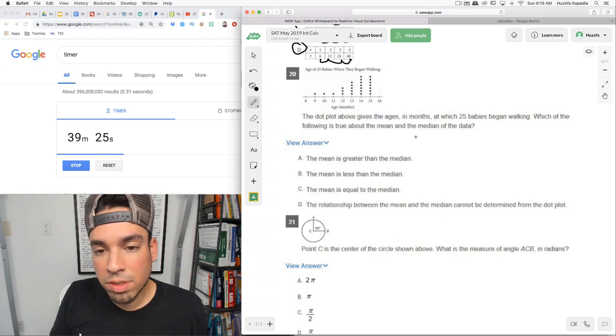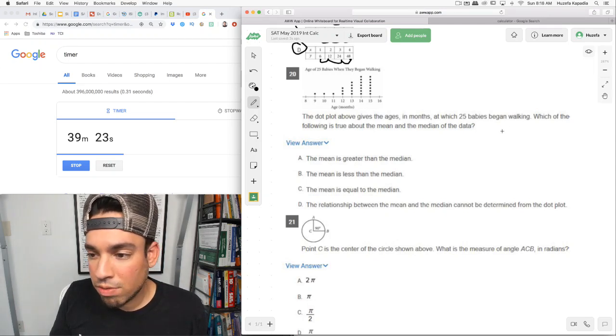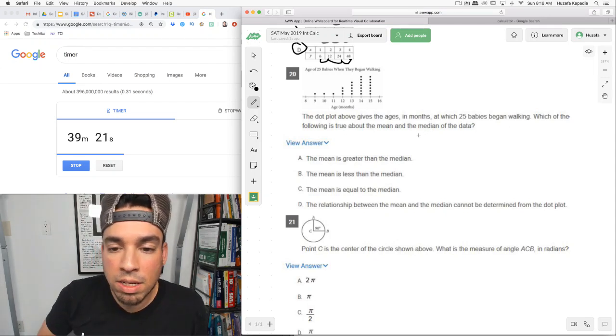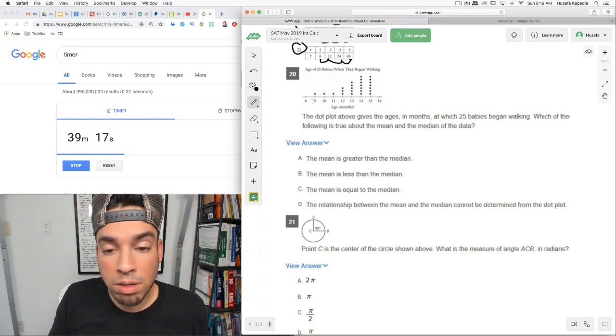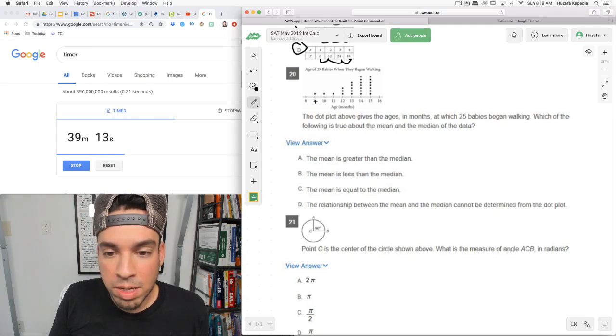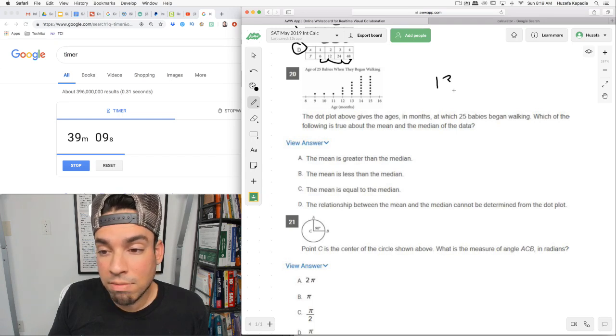20. The dot plot above gives the ages, in months, of 25 babies. Which of the following is true about the mean and median of the data? Okay. Well, I don't want to calculate the mean. That's annoying, but we may have to. Okay, 1, 2, how many? 25 babies. So the median is going to be the 13th value.